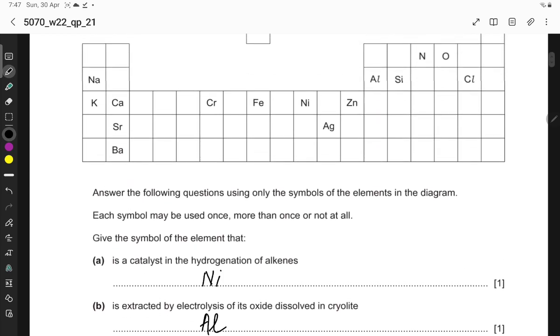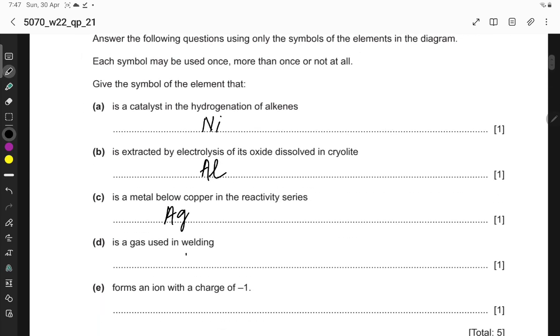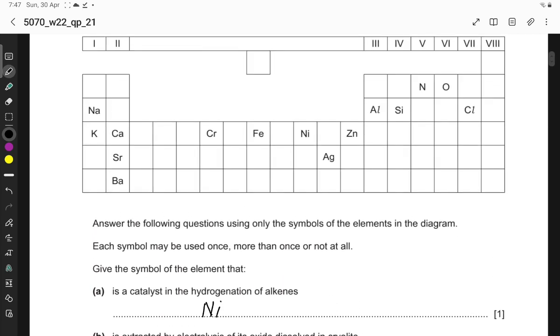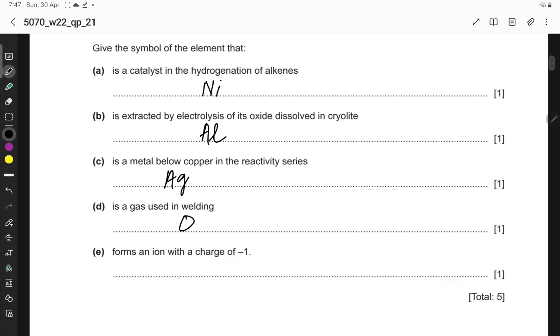Oxygen, O is the symbol. Forms an anion with a charge of -1. So this is chloride.